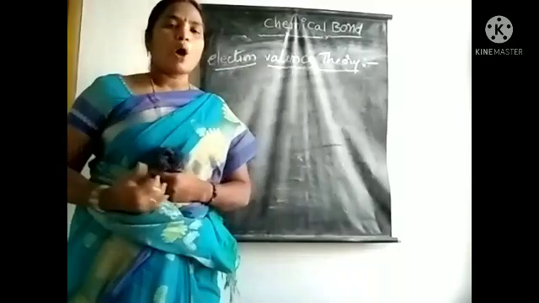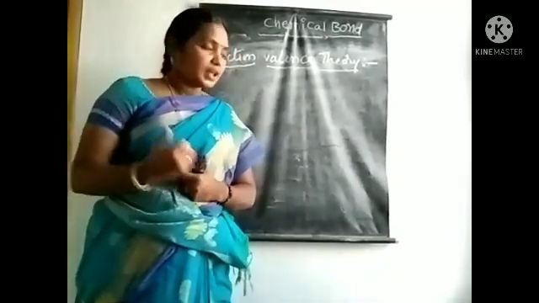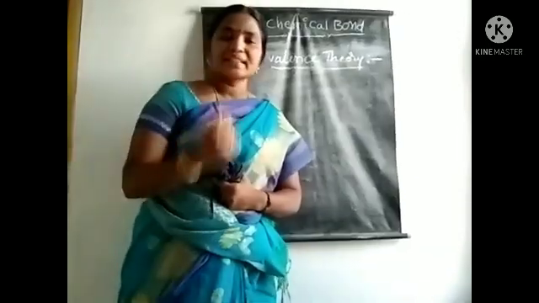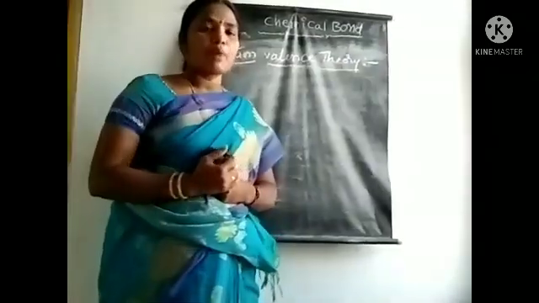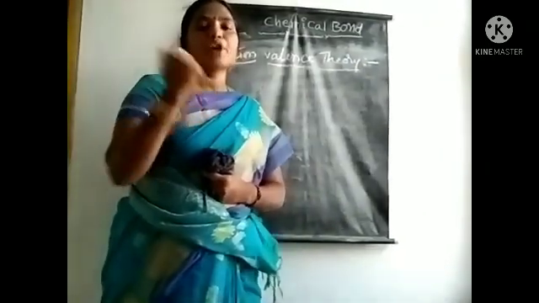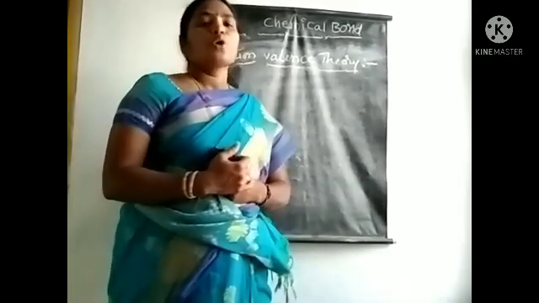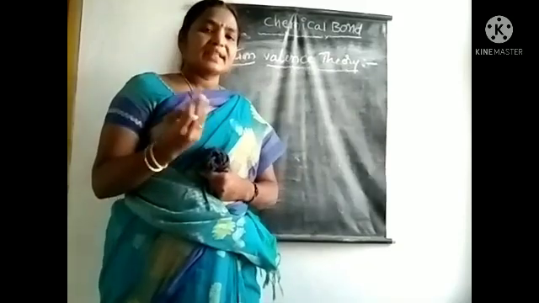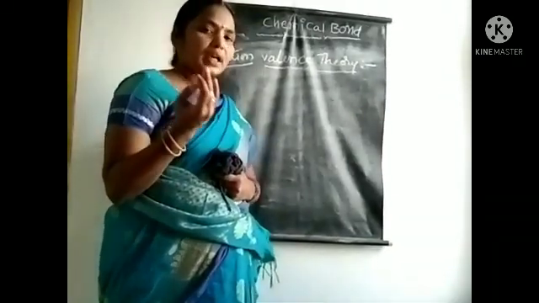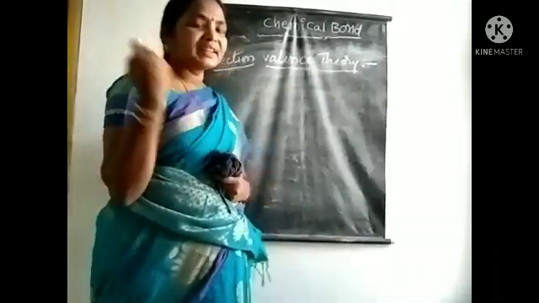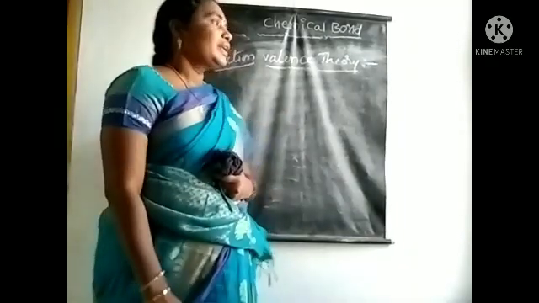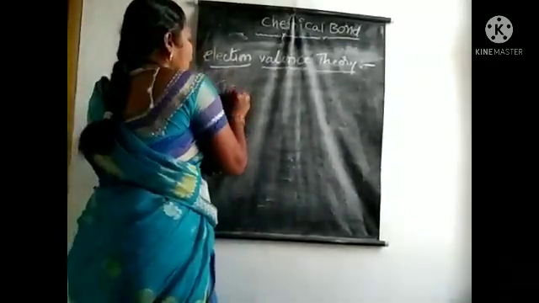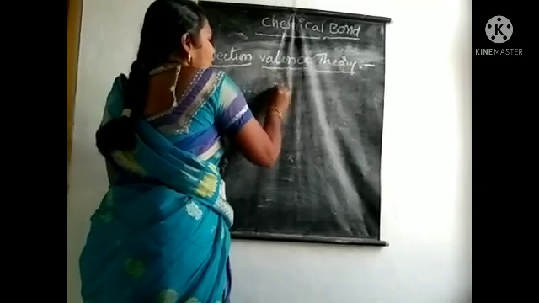Let us discuss ionic bond. Here, so many chemical bonds are there. For the 10th class syllabus, we discuss two chemical bonds, that is ionic bond and covalent bond. These are the two bonds in your 10th class textbook. Let us discuss first the ionic bond.